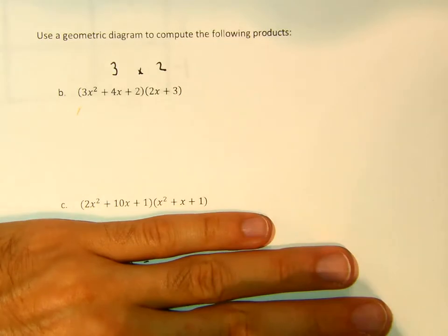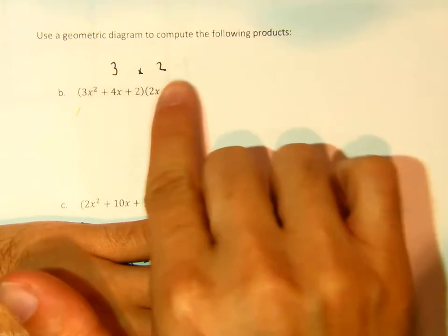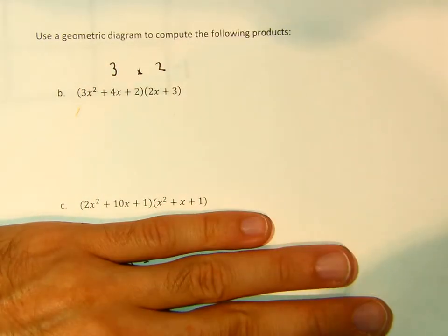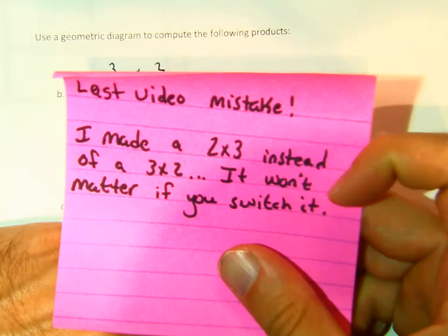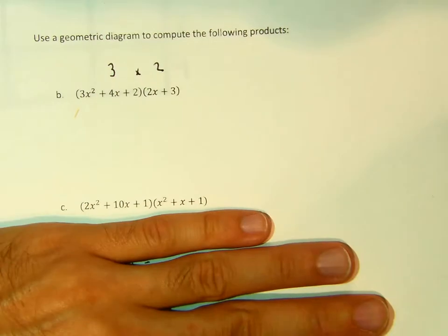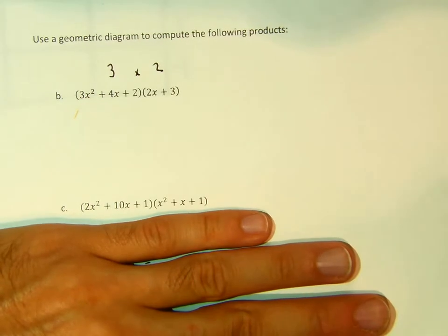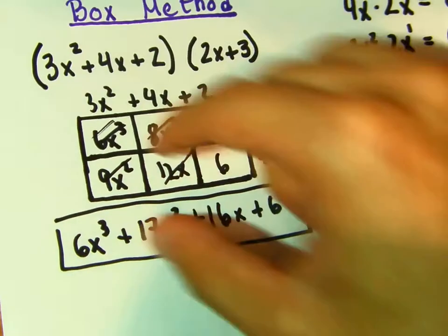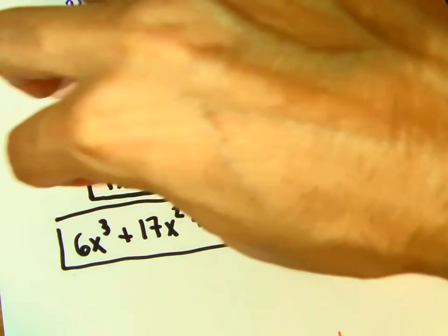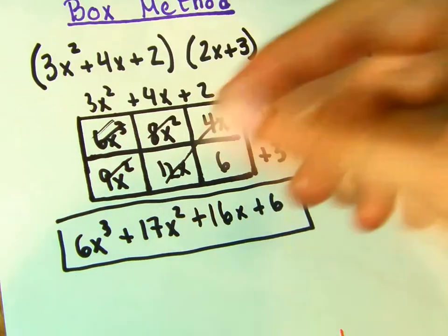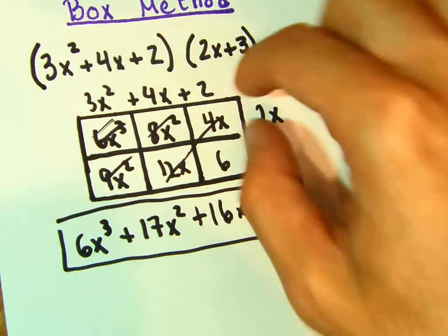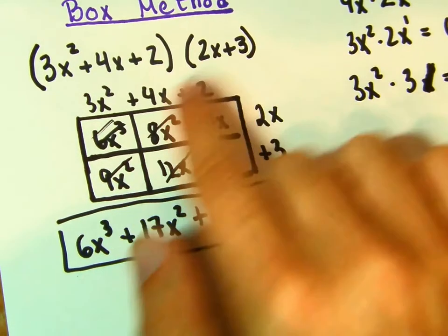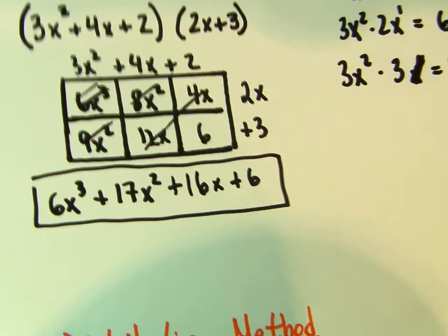Alright, welcome everybody. In the previous video we did this example and I realized I made a mistake with how I made the rectangle. I made a 2 by 3 instead of a 3 by 2, but it won't matter. In the previous video, the rectangle was like this. It should have been vertical, but it won't make a difference the way you set it up, as long as you have the right amount of squares. So 3 times 2 is 6. I have 6 squares. It'll still be okay.